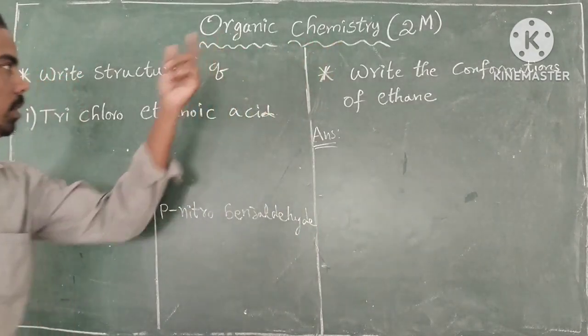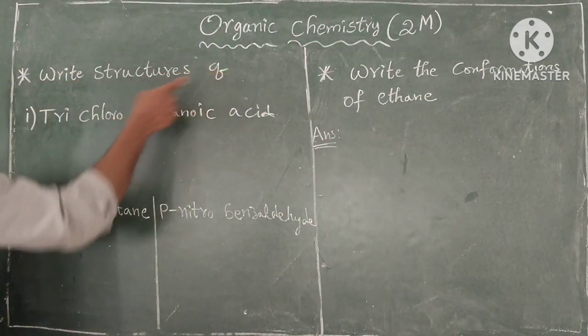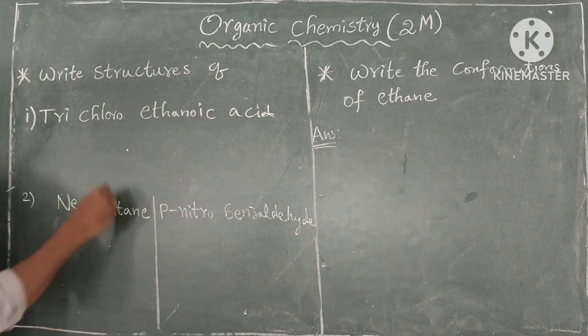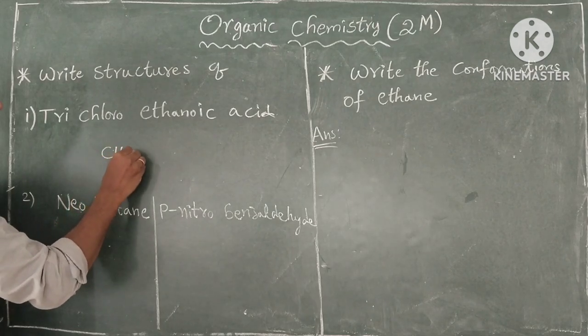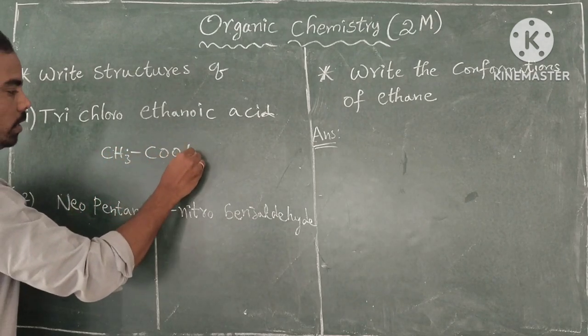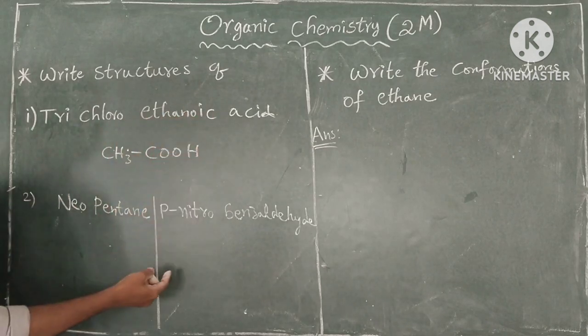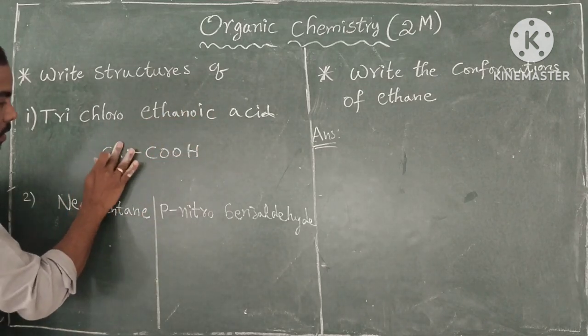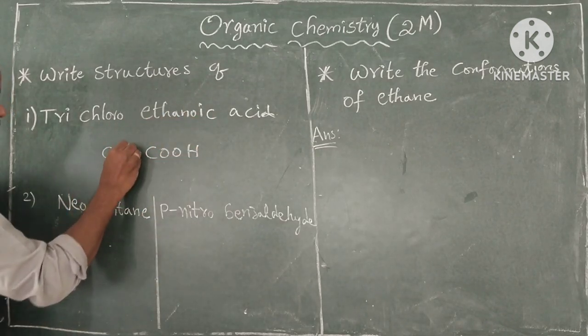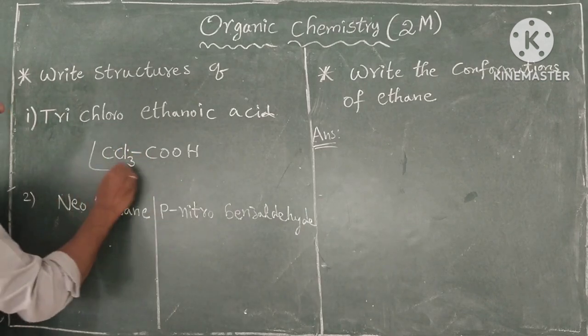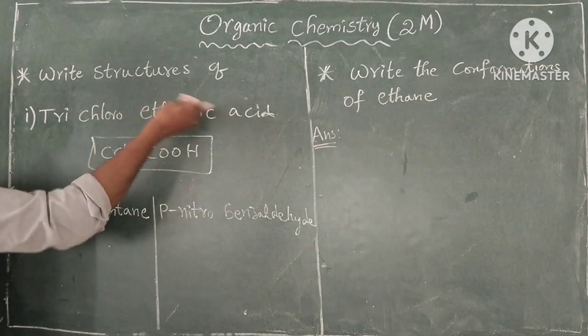Okay, next 2 marks questions in organic chemistry. Write the structure of trichloroethanoic acid. Ethanoic acid formula is CH3COOH, acetic acid. Trichloroethanoic acid means 3 hydrogens are replaced by 3 chlorine atoms. That means CCl3COOH is trichloroethanoic acid.